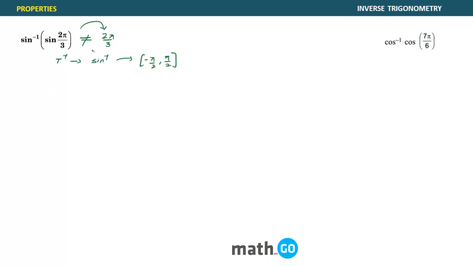So we need to first convert this into a principal value branch problem. How are you going to do this? It is sin inverse sin 2 pi by 3, right? What can you write about 2 pi by 3? Can you write pi minus pi by 3?